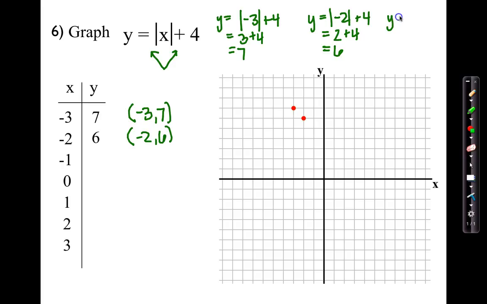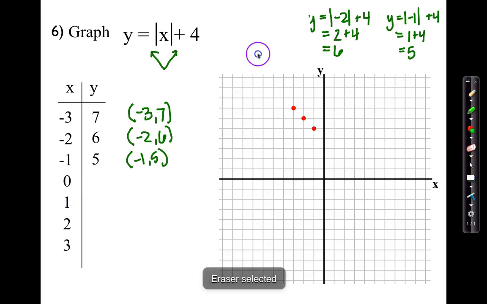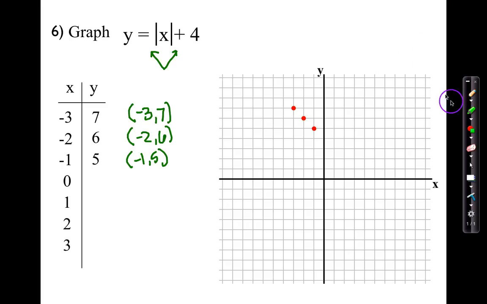Next one, sorry, y equals the absolute value of -1 plus 4. Here, the absolute value of -1 is 1, plus 4 equals 5. So I'm going to write down the ordered pair and plot that ordered pair. Moving on, I'm just going to make some more space for my work, so I'm going to erase this real quick.